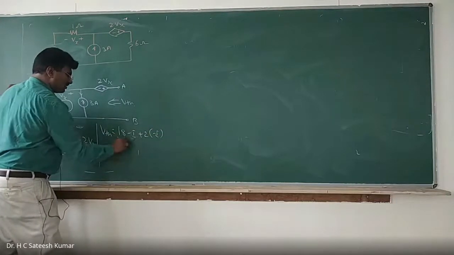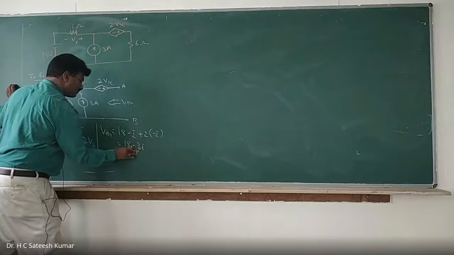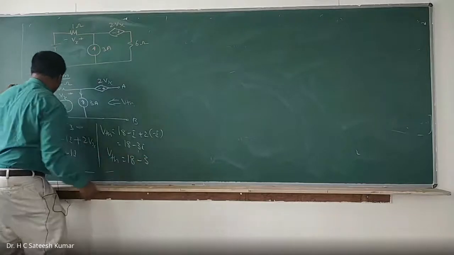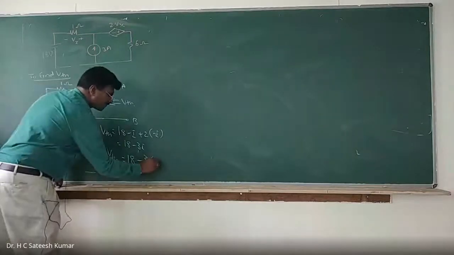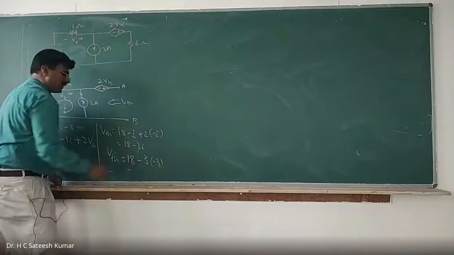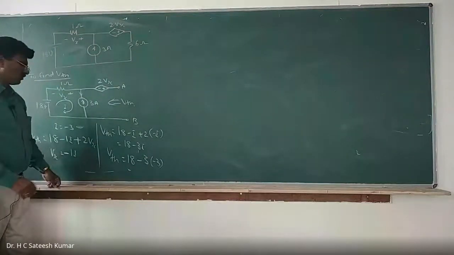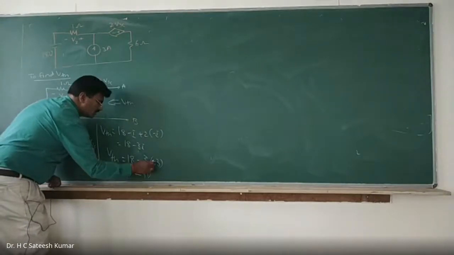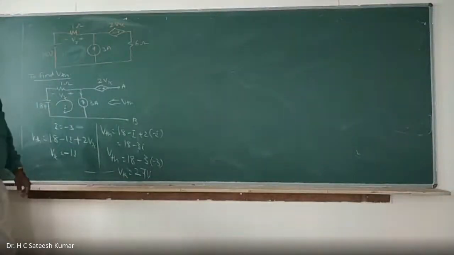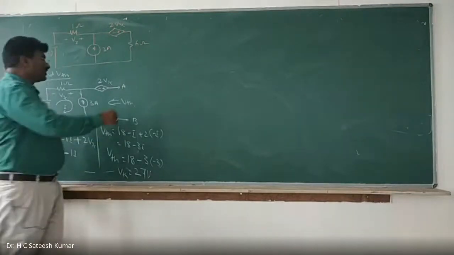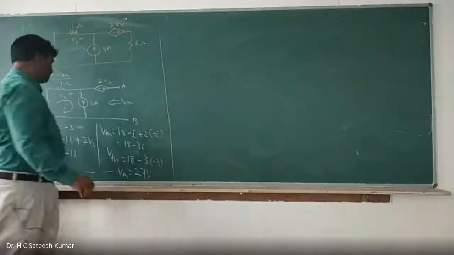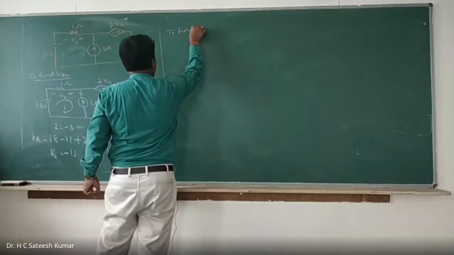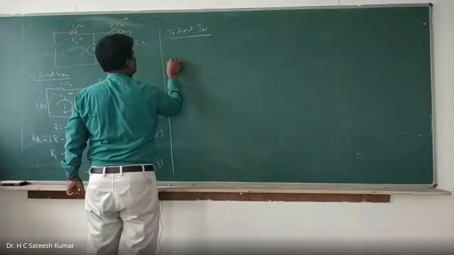Which is equal to 18 minus 3I. VTH is equal to 18 minus 3 into I, which is minus 3, so that is 9. So it is equal to 27 volts. VTH is equal to 27 volts. Minus into minus is plus, so 9 plus 18, 27 volts, we get it. So that is your VTH. Next, to find I Norton, because a dependent source is there. How will you do it?